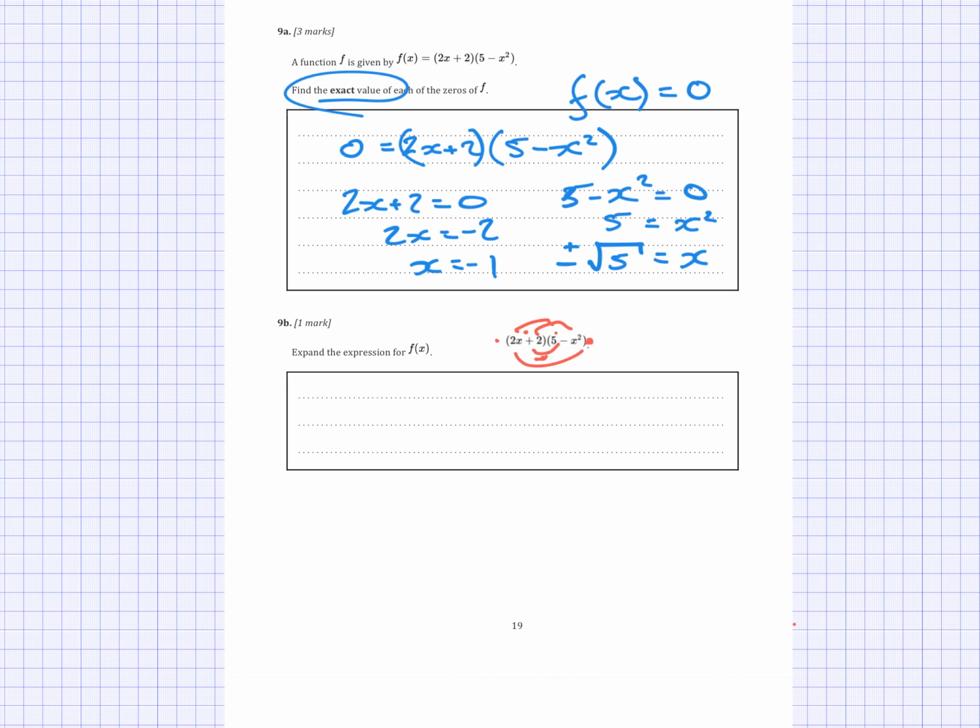So 2x times 5 gives us 10x. 2x times minus x squared gives us minus 2x cubed. What else are we going to have? 2 times 5 is 10, and the one that I haven't done so far is going to be 2 times minus x squared gives us minus 2x squared, and there we are, all done, nice and easy. Okay, moving on.